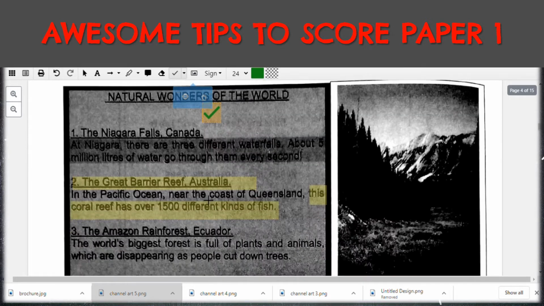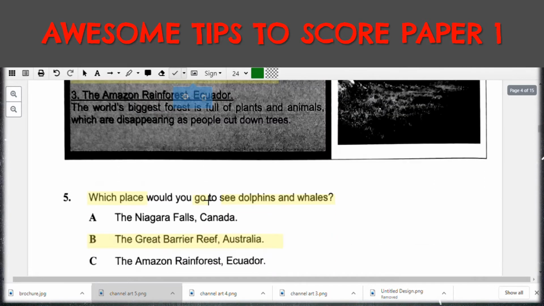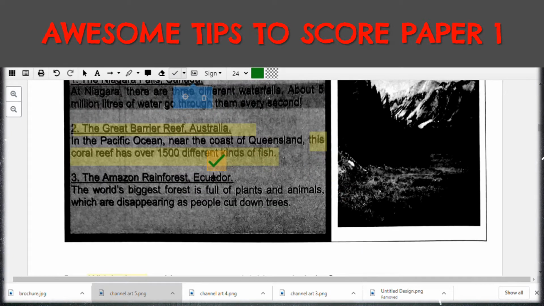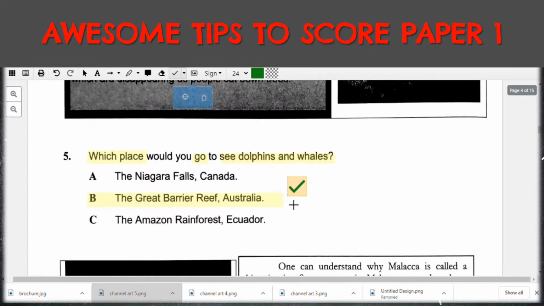Let's move to question 5. Now, which place would you go to see dolphins and whales? Dolphins and whales are fish. So the only place that you can go to see fish is this, Australia, the Great Barrier Reef, Australia. Why? Because this coral reef has over 1,500 different kinds of fish. So definitely the answer is 5B.